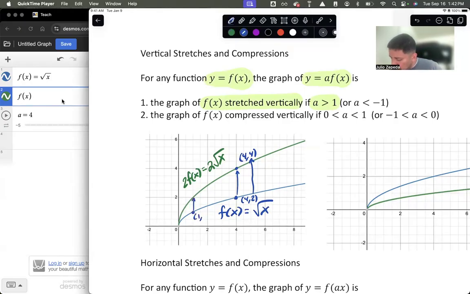The point 1 comma 1 is transformed to become the point 1 comma 2, or is stretched vertically. 0, 0, well, 2 times 0 is 0, so that point stays there. But every other point with a non-zero y value becomes twice as large. Okay, so hopefully you can see that stretch there.